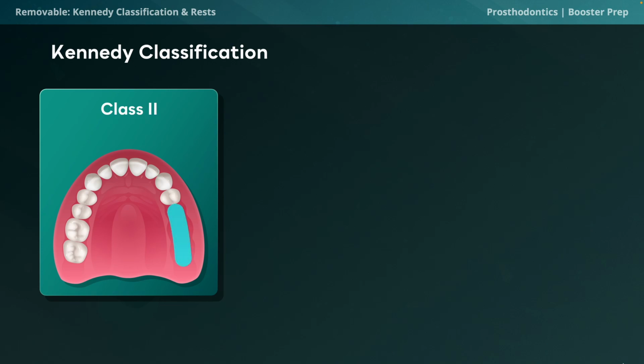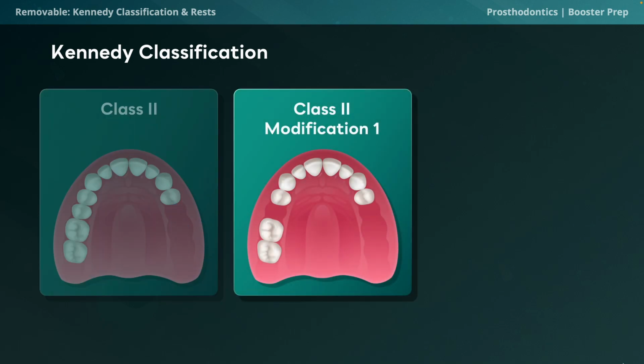We have a unilateral edentulous area posterior to the first premolar and no other edentulous space. With the addition of a modification space, we still have one unilateral edentulous area plus one additional edentulous space.